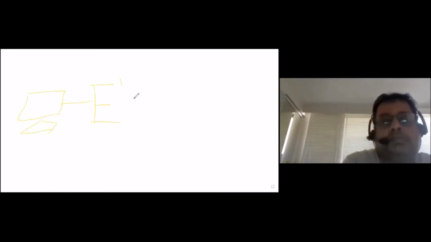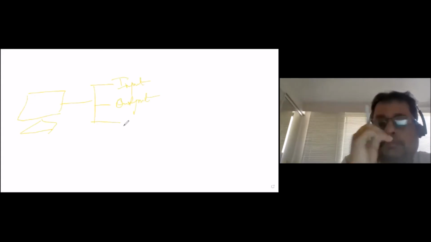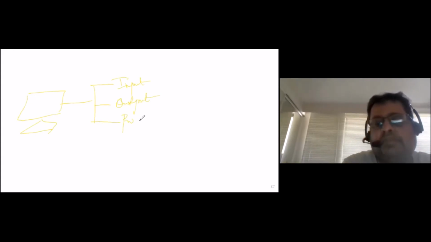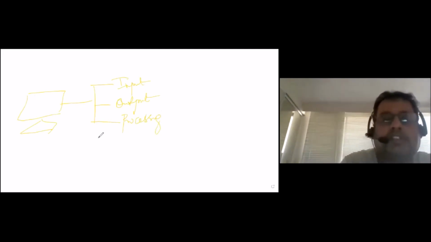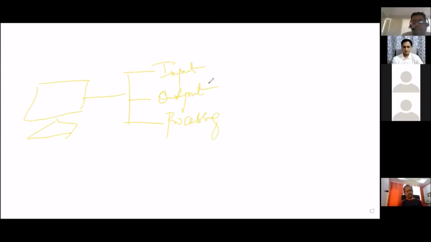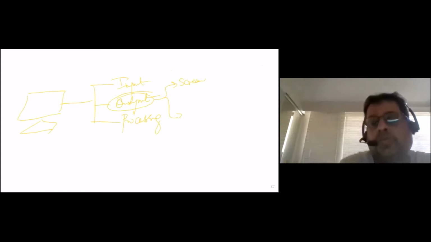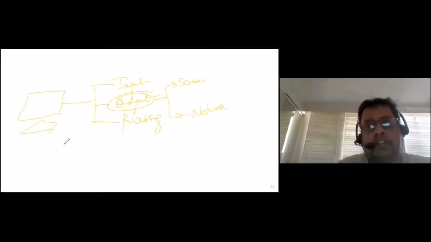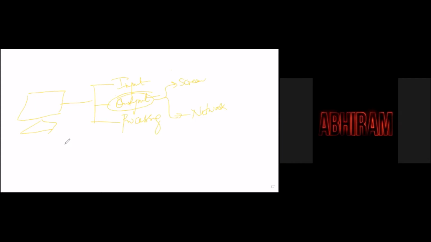Okay, now pretend you've got a computer, right? A computer has, at a really high level, something called an input. There is an output. There is something called processing, which happens in the computer. These are all basic stuff, I'm not going to go deep into it. All of these functions happen within the computer. Now, as part of the output, this output can go to the screen, which is called a display. This can go outside to another computer, which is why we use a network. Is that clear? Yes, sir. Okay, so now how does that happen?